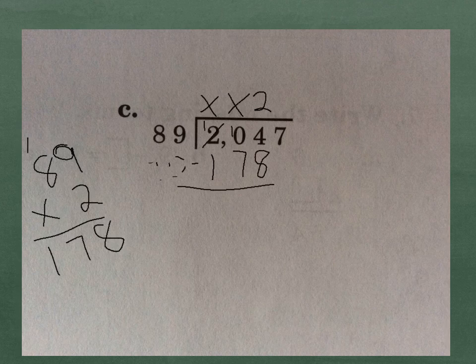We have to borrow. I'm going to borrow from the 10 now. Comes a 9. 14 minus 8 gives us 6. 9 minus 7 gives us 2. 1 minus 1 is nothing. So we get 26. As long as that's smaller than 89, we're doing good. I'm going to bring down the 7.